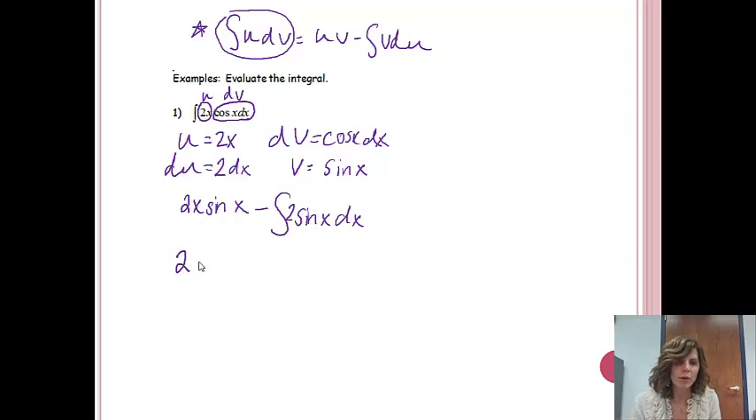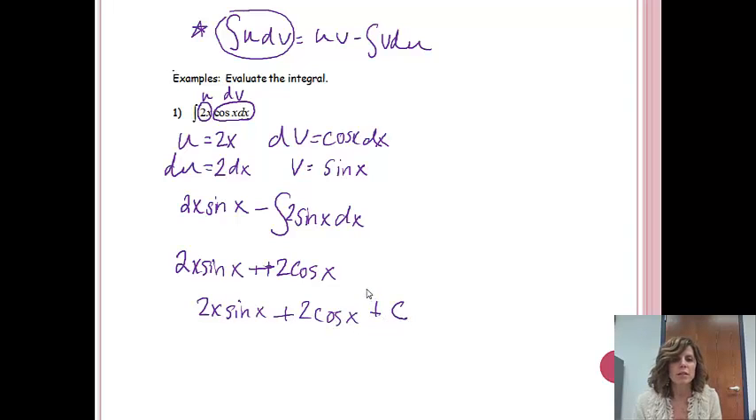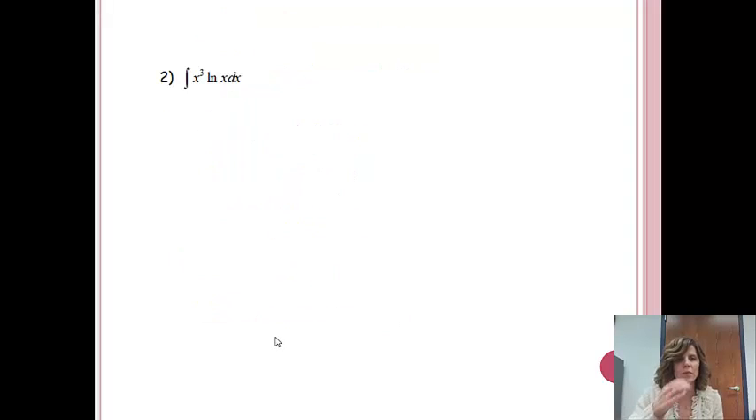So I'm going to have 2x sine x minus the integral of 2 sine x would just be negative 2 cosine x. And so then if I simplified that, I'll get 2x sine x plus 2 cosine x plus c. And then that would be my answer. Again, I was able to take something that I didn't know how to take the integral of, and I now have an integral expression. All right, let's try another one.